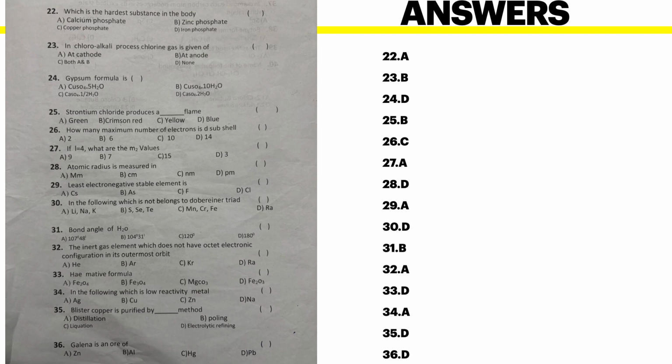The hematite formula is Fe2O3. That is, D is the right answer. Next one, 34. In the following, which is low reactive? Silver is low reactive. A is the right answer. Next one, 35th. Blister copper is purified by a method known as electrolytic refining. D is the right answer. Next one, galena is the ore of lead. That is PbS. D is the right answer.